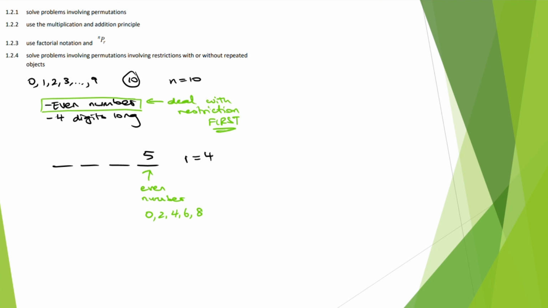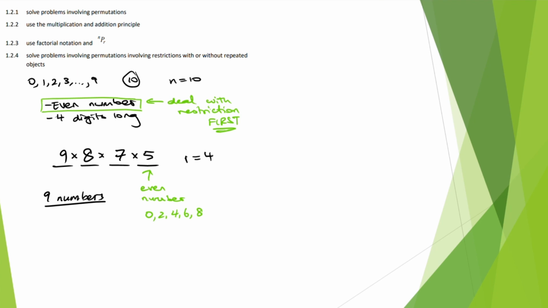Then we can consider the rest of the places. Now that we've used up an even number, we have 9 numbers left. Okay? And so we can fill this first spot up with 9, the next spot with 8, and the next spot with 7 as we use up the numbers. And so as a result, the total number of permutations we have here with the restriction is equal to 9 times 8 times 7 times 5.